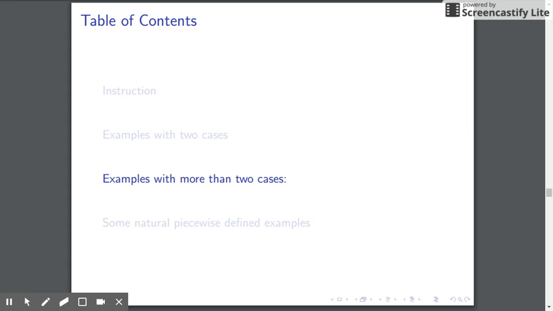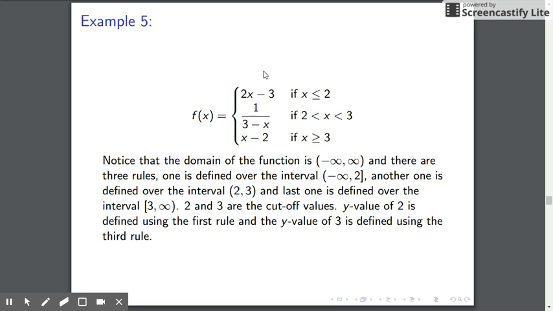Let's continue our lesson of graphing piecewise defined functions with an example with more than two cases. Here's the example. The rule of the function is 2x minus 3 for x less than or equal to 2. It's 1 over 3 minus x for x between 2 and 3, and it's x minus 2 for x bigger than or equal to 3.